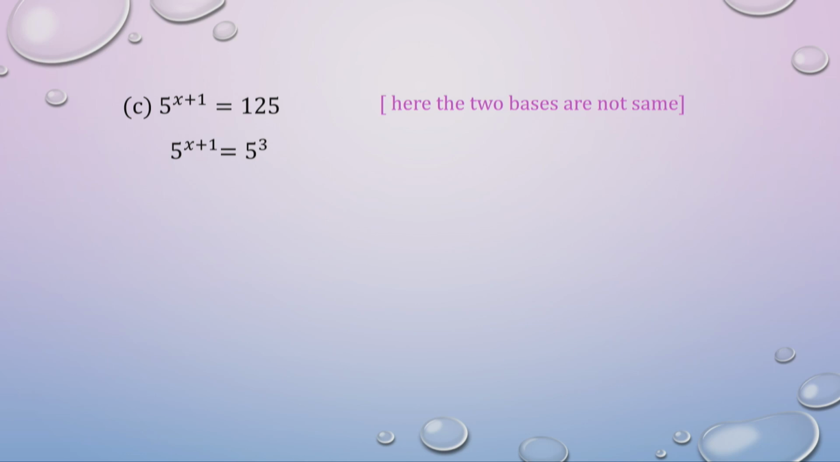Part C now. 5 to the power of x plus 1 equal to 125. The bases are not the same. I rewrite 125 as 5 to the power of 3. Now we have the same base. We equate and we get x plus 1 equal to 3. So x will be equal to 2.